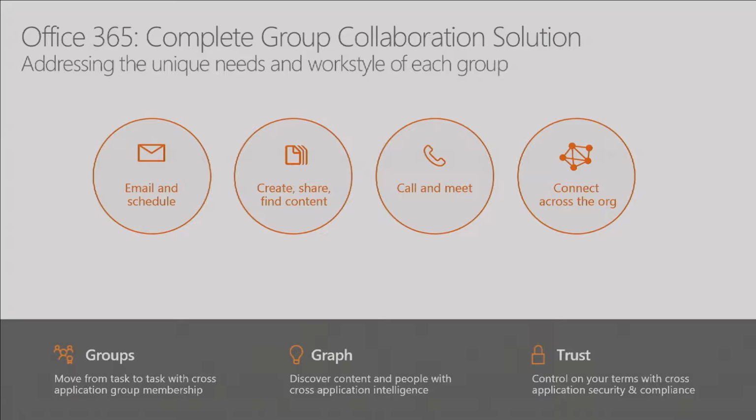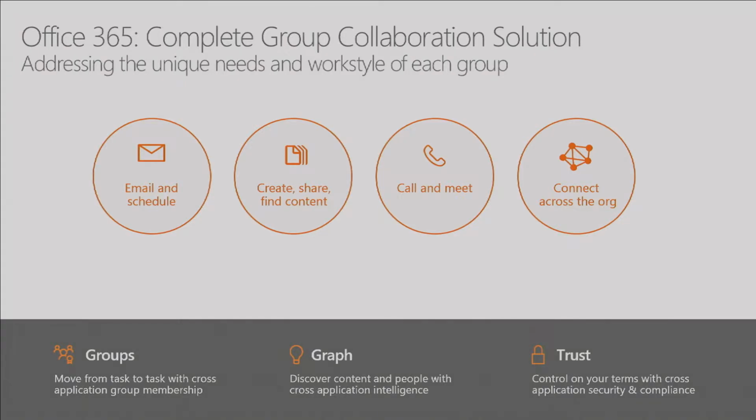The other thing I want to mention, at the bottom of this slide, is that all those different activities that a team might do throughout the day, the week, the month to get work done are sitting on a common fabric. That common fabric is made up of three things: Office 365 groups, Office Graph, and it's all secure. We're obviously going to spend a lot of time on the first one, which is Office 365 groups.